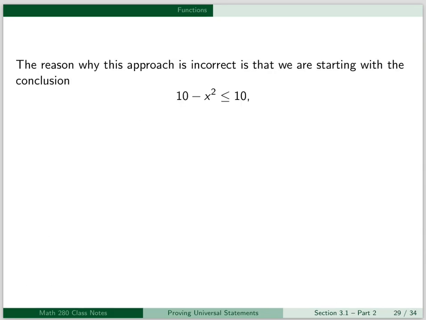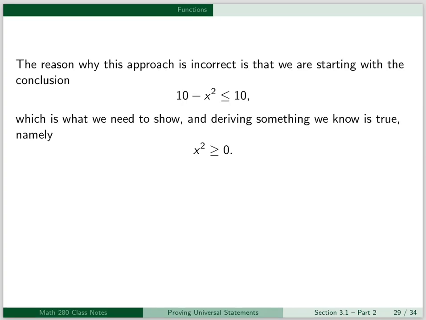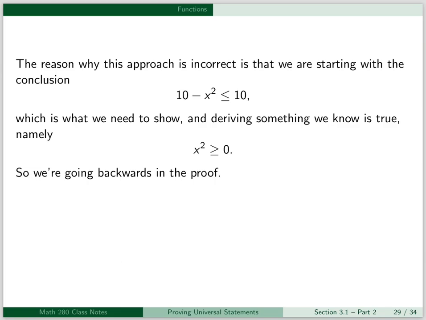The reason why this approach is incorrect is that we are starting with the conclusion, namely 10 minus x squared is less than or equal to 10, which is what we need to show, and we're deriving something we know is true, namely x squared is greater than or equal to 0. So we're going backwards in the proof. We're starting with the conclusion, and we're deriving something we know is true.